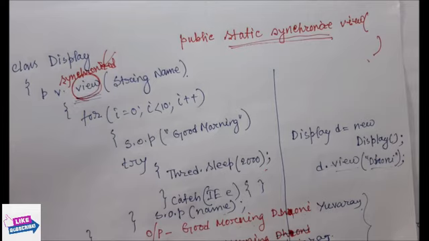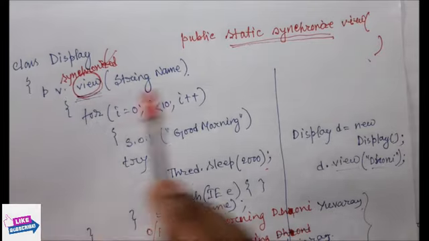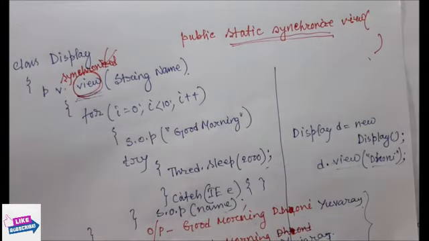And in the meanwhile, if t2.start is executed, then what will happen? When it wants to execute the public static synchronized method, the JVM will tell the thread that this lock is already occupied by t1. Why? Because it's a class level lock. So we are getting a new concept, the class level lock.